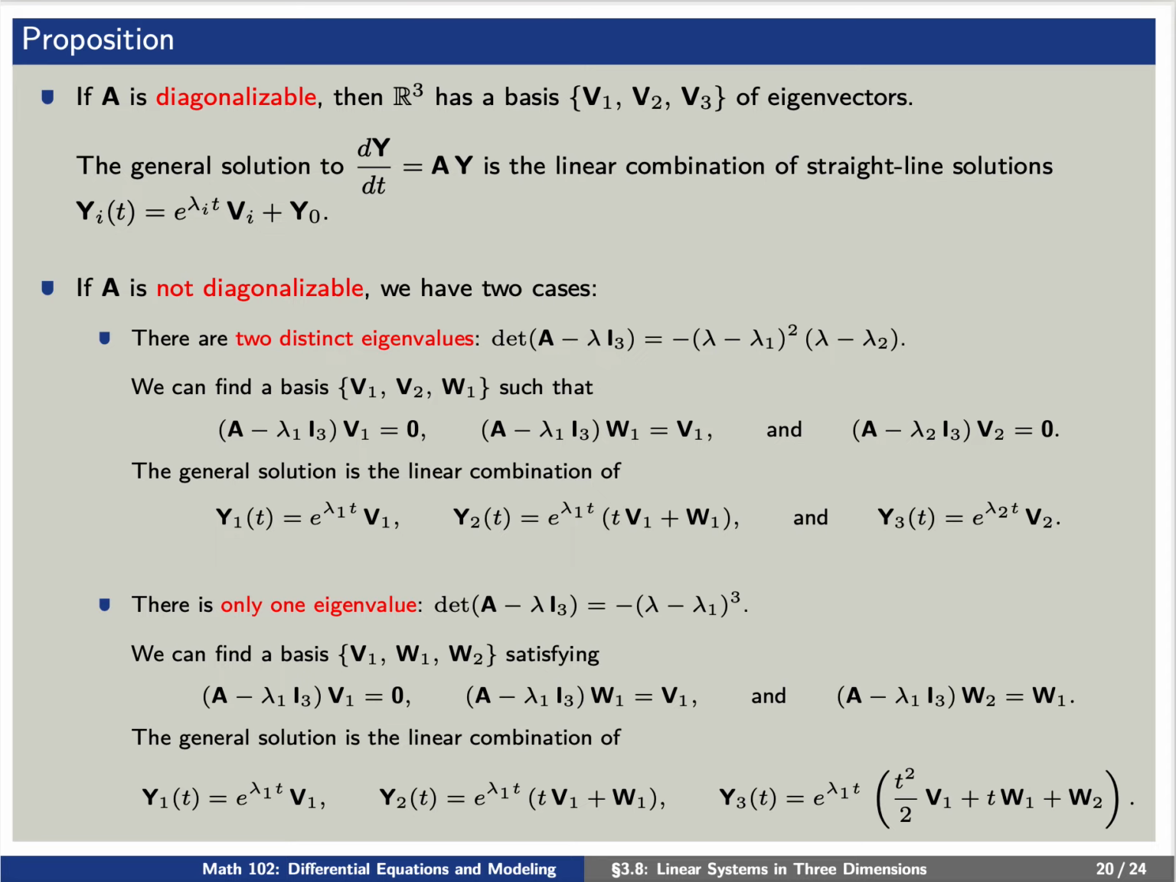Now, our general solution is a linear combination of three solutions. Y sub 1 is just a straight line solution. Y sub 2 is pretty much what we found above, even with the two distinct eigenvalues. That is, y sub 2 equals e to the lambda 1 t times (t times v sub 1 plus w sub 1). But y sub 3 now is a new solution we haven't seen before. Y sub 3 is e to the lambda 1 t times (t squared over 2 times the eigenvector v sub 1 plus t times the generalized eigenvector w sub 1 plus the other generalized eigenvector w sub 2).